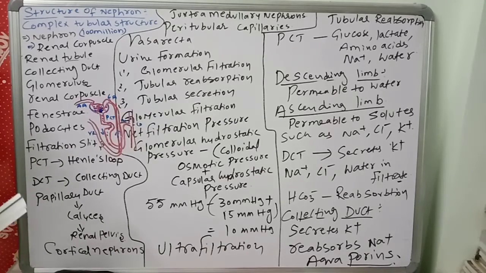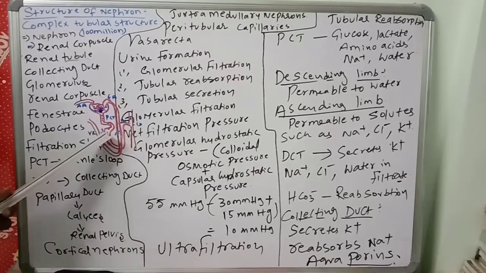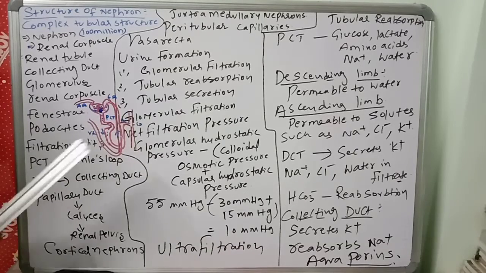The renal tubule continues further to form the proximal convoluted tubule. This is followed by the U-shaped Henle's loop. What we have to remember is that the Henle's loop has a thin descending limb and a thick ascending limb. The ascending limb continues into a highly coiled tubule region called the distal convoluted tubule.